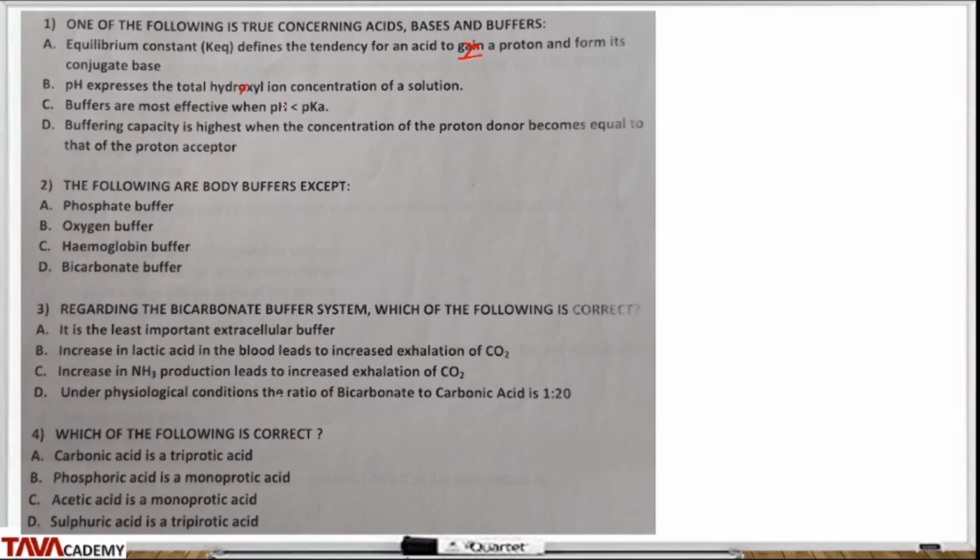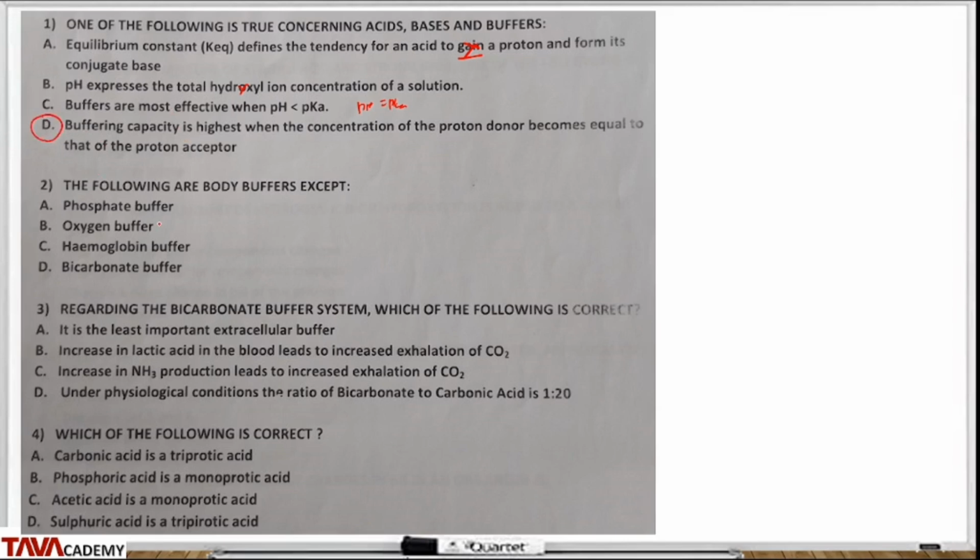Buffers are most effective when pH is less than pK. Actually, it's when pH equals pK. And that's what D says here. Buffering capacity is highest when the concentration of proton donors becomes equal to that of the proton acceptor. So option D here seems to be the correct option.